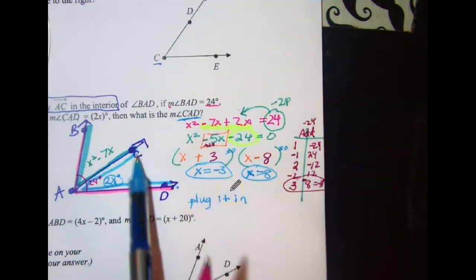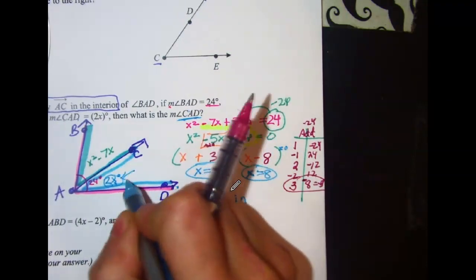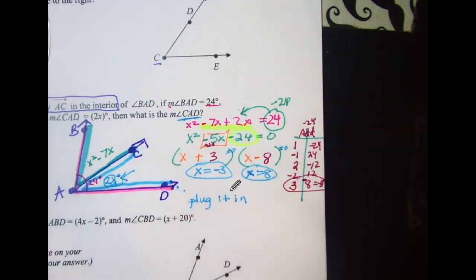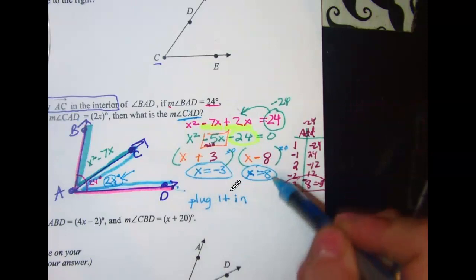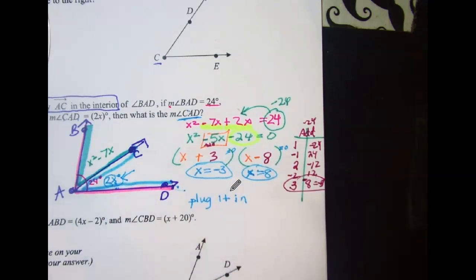So CAD is this one right here. CAD, this is the expression you're plugging it into, the 2 times x. So I'm going to leave you here to do the rest on your own. You should be able to do the rest on your own. Figure out the correct x, plug it back in to the correct expression, and then you should get the answer.